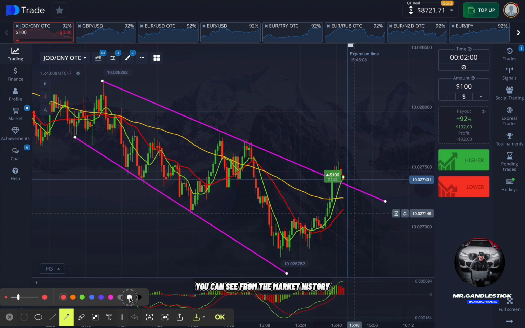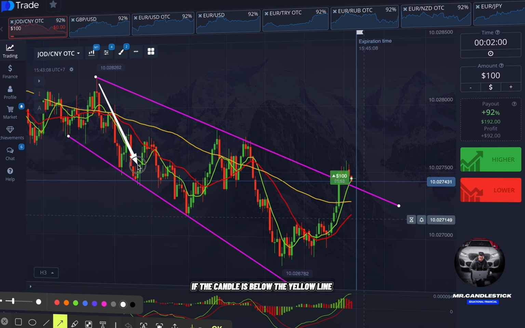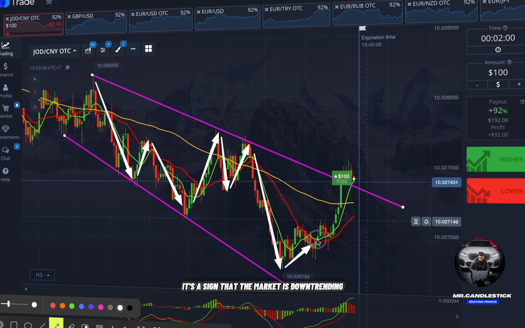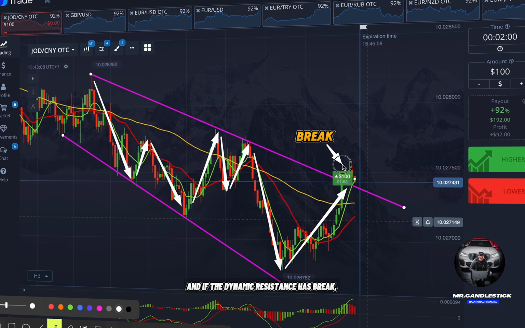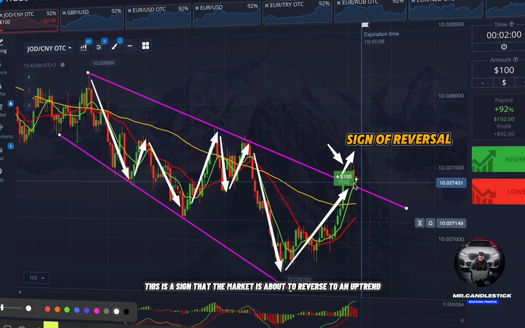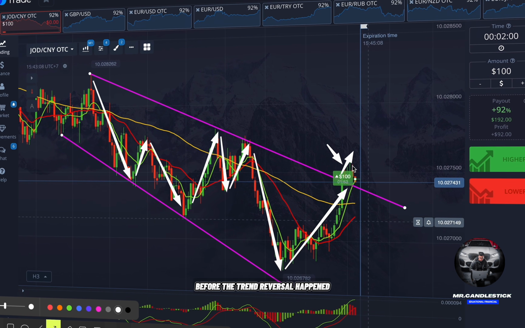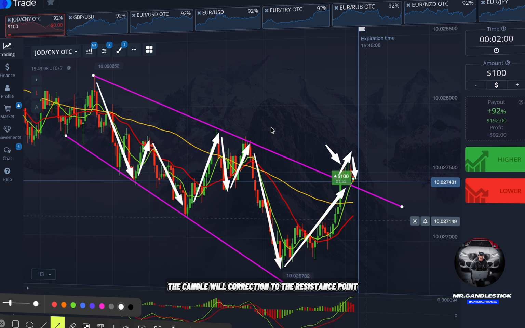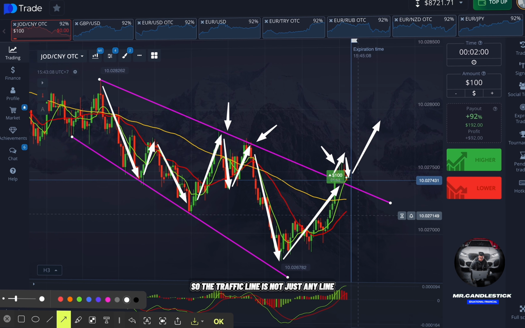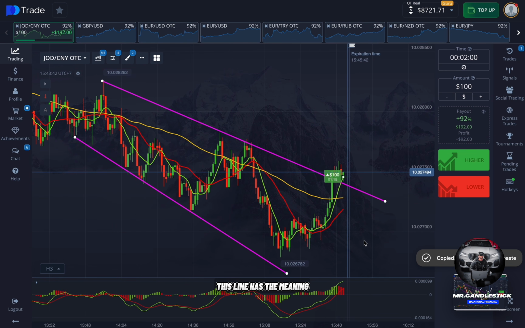You can see from the market history, if the candle is below the yellow line, it's a sign that the market is downtrending. And if the dynamic resistance has broken, this is a sign that the market is about to reverse to an uptrend. Before the trend reversal happens, the candle will correct to the resistance point. And when it corrects to the resistance point, then an uptrend will happen. So the traffic line is not just any line. This line has meaning.